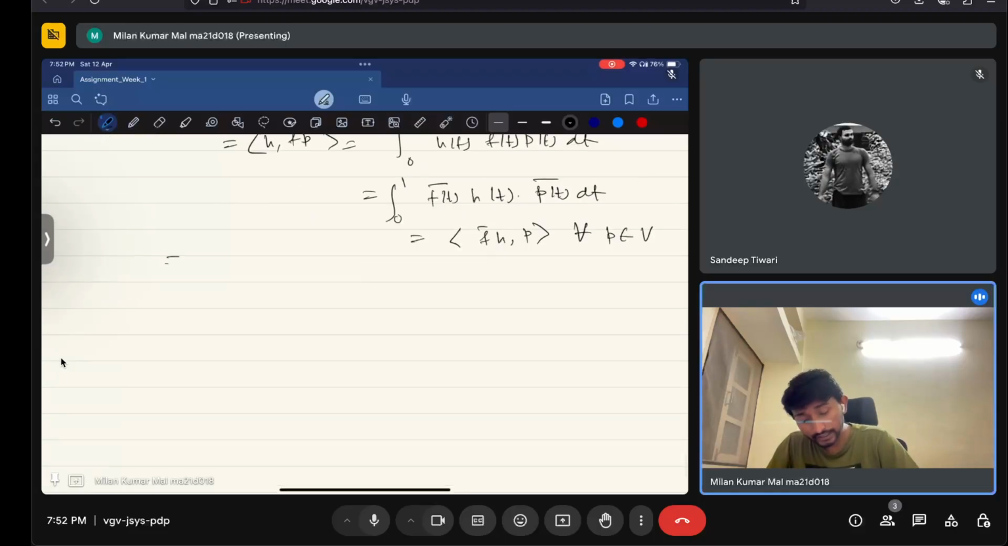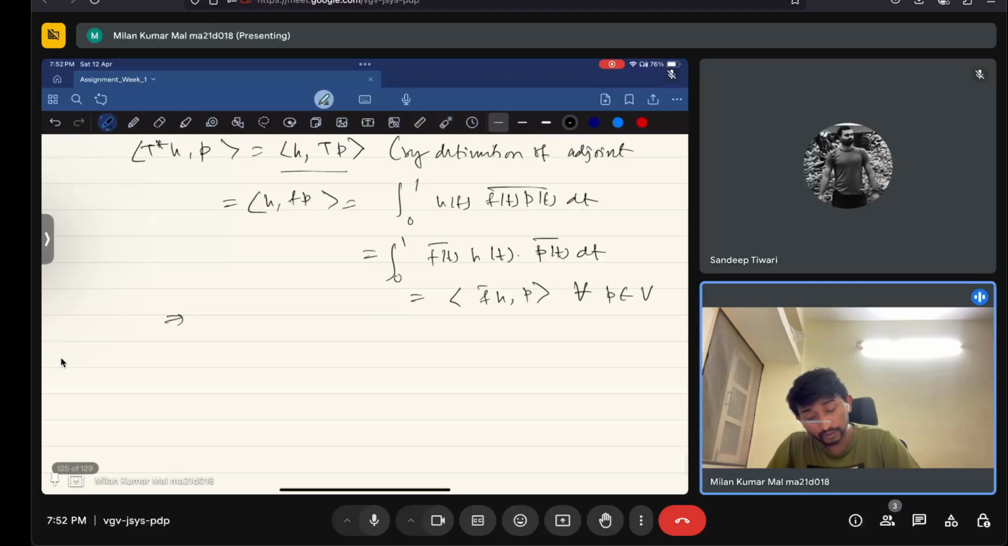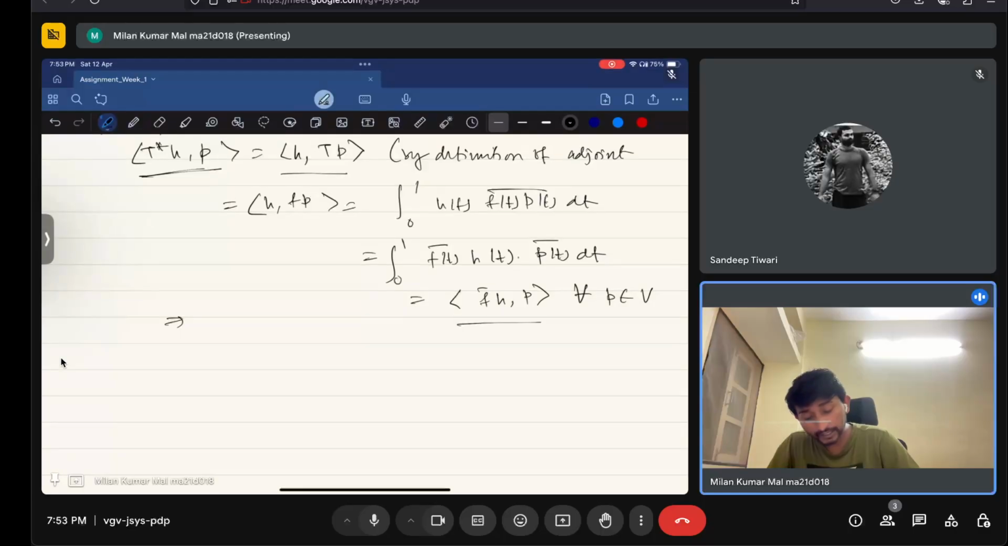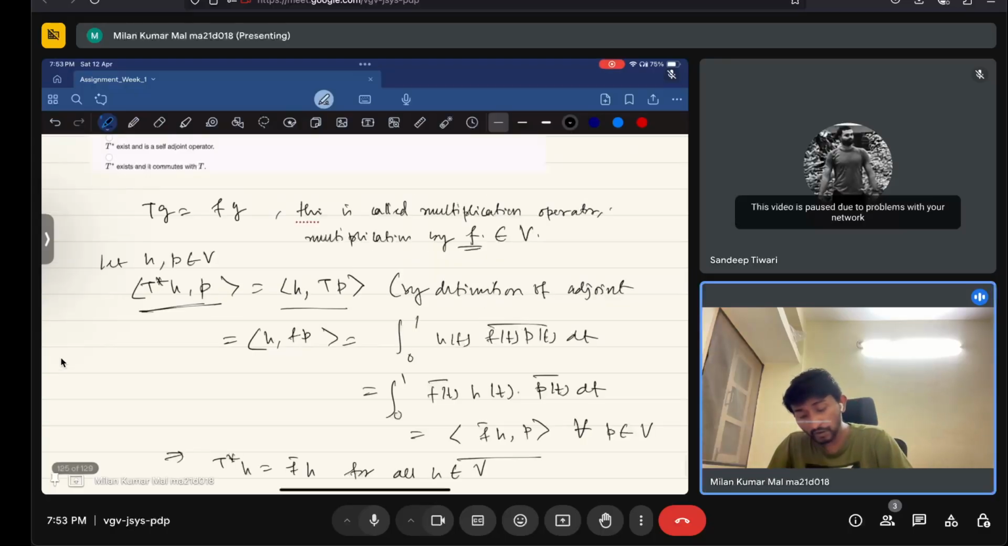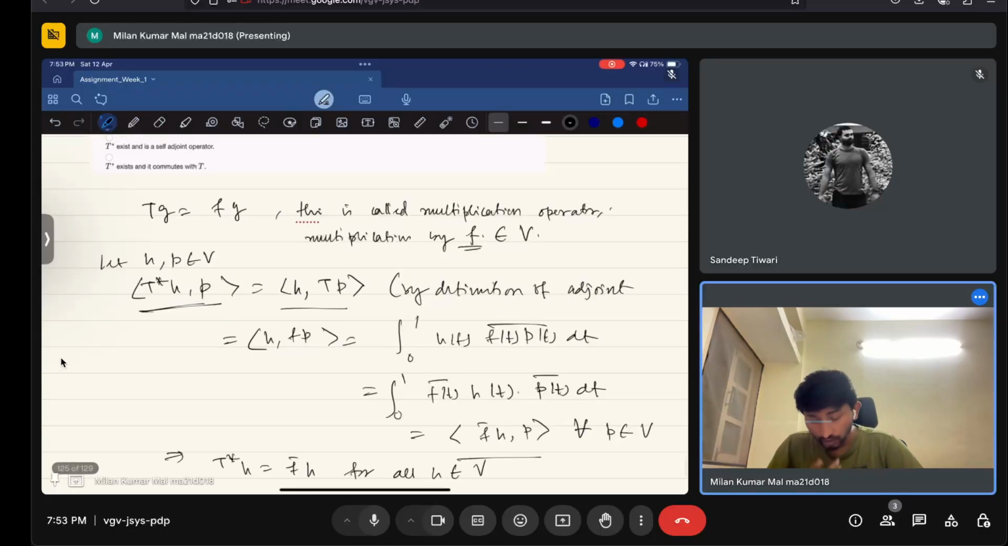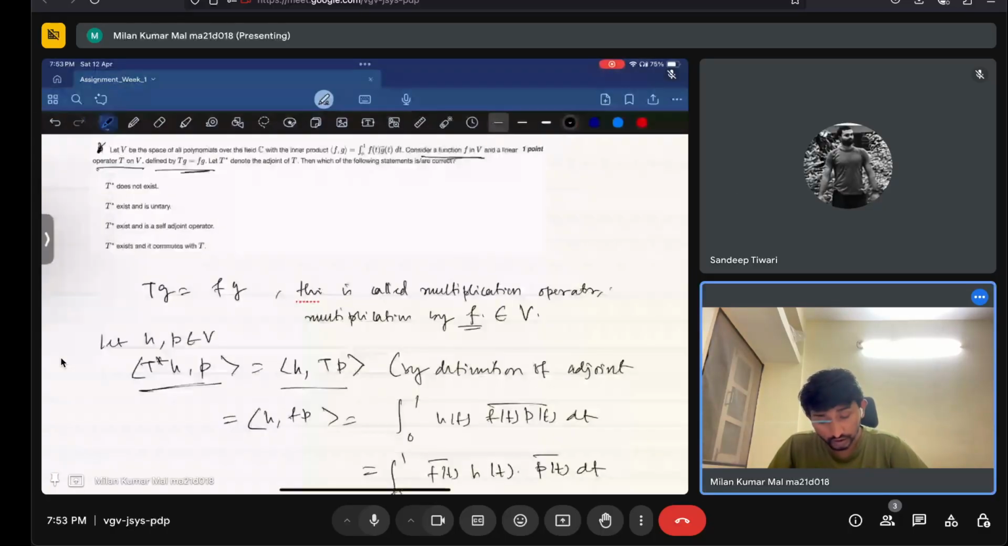So as this is true for all p belonging to the vector space V, what we get is that T star h is equal to f bar h for all h belonging to V. So this is the adjoint. What is the question? T star exists. First option is incorrect. Second option, that T is unitary, is not true.